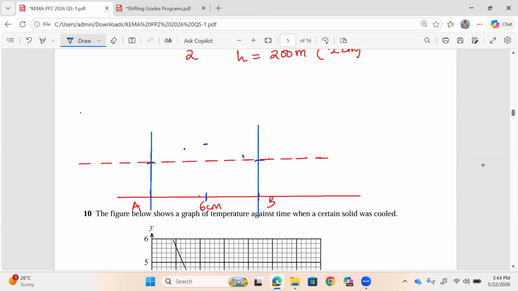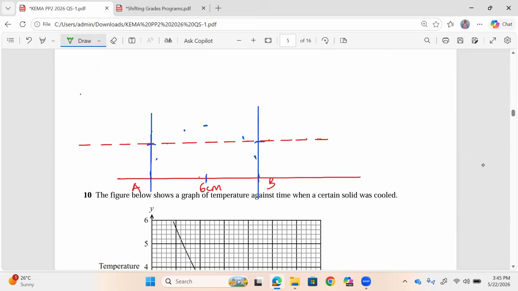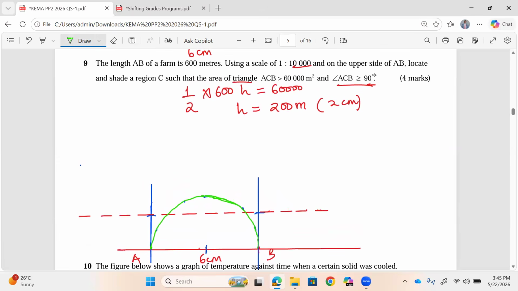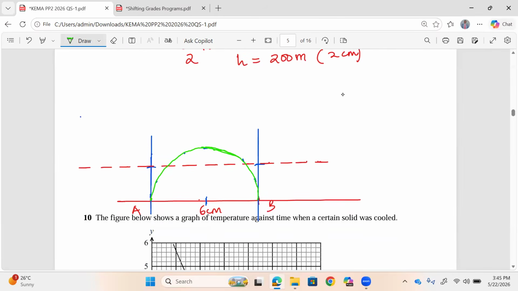Just making my path very clear. 3 centimeters will also pass there. At this point, 3 centimeters will pass here. Yeah, like that. Therefore, I can now do my semicircle. My semicircle can now be constructed like that. Yes. So I have my semicircle, a very smooth semicircle. And it's supposed to be a complete line, not dotted in this case.